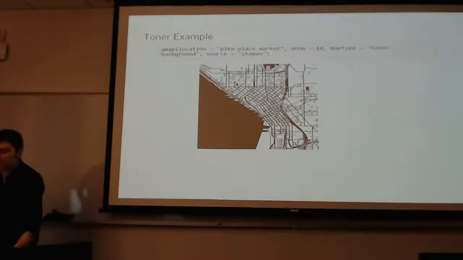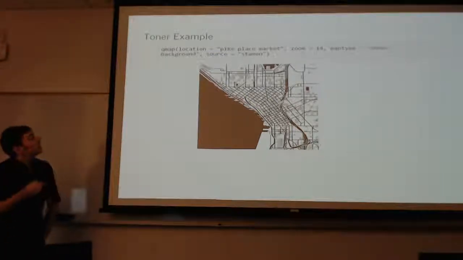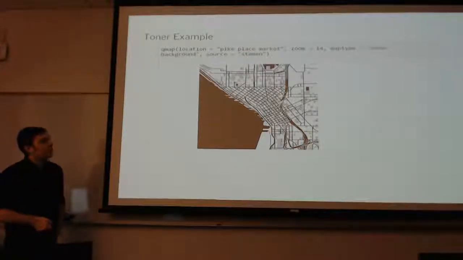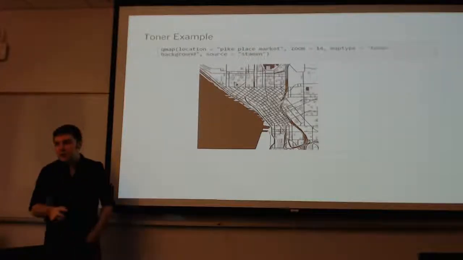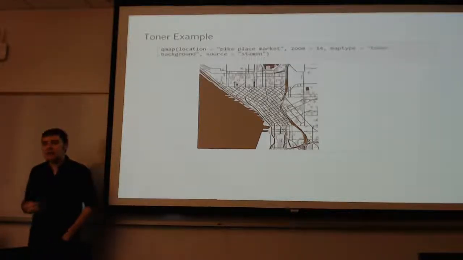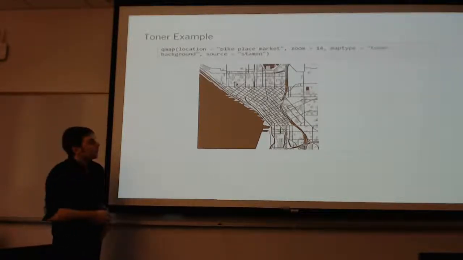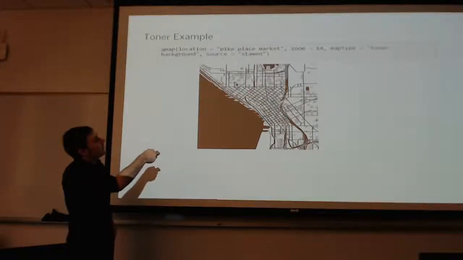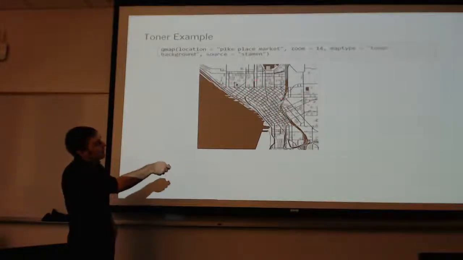Here's a toner example. So I've done here qmap. I've centered my map on Pike Place Market, zoom level 14, and I've specified toner background from Stamen maps. So this is a toner map. It looks more like a civil engineering map or something you might see provided by the city. So it shows the streets, everything here. It shows plots. Some things are cross-hatched for large buildings and things like that.